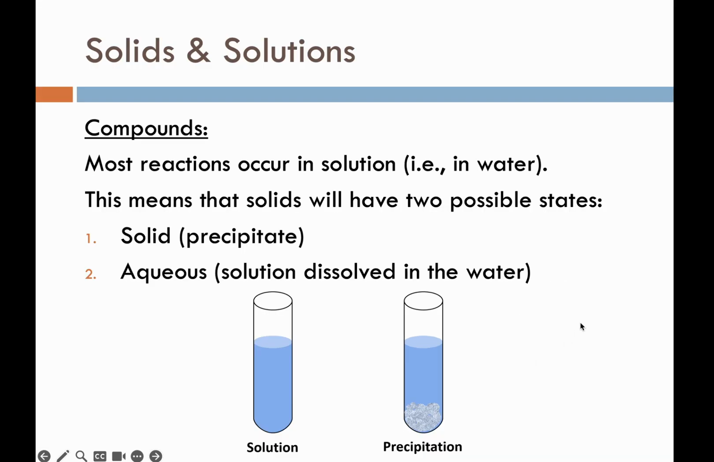So most reactions that we're going to talk about will occur in solution. That means they happen in water. So you might be mixing two ionic compounds or polyatomic compounds, but you'll be mixing them in water. So in water, those solids can have two possible states.